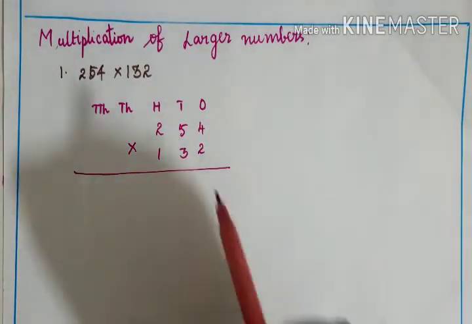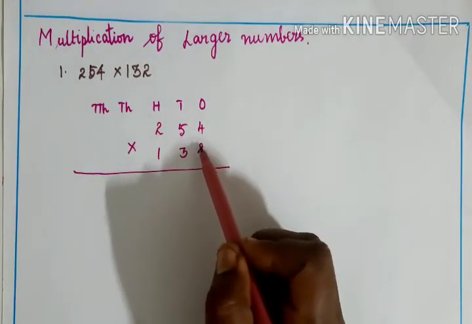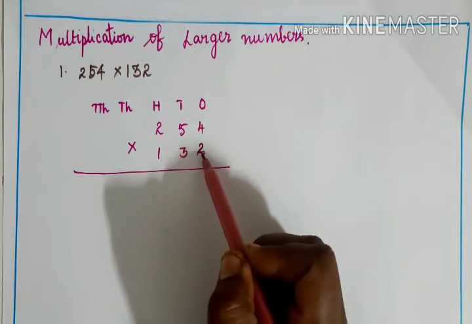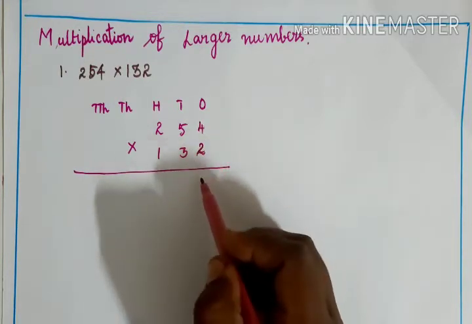Okay, so first you have to start with the ones place. Understand? So what is in the ones place? 2. So you are going to say the 2 table. Okay, so 2 fours are 8. Straight to the ones you have to write that 8.